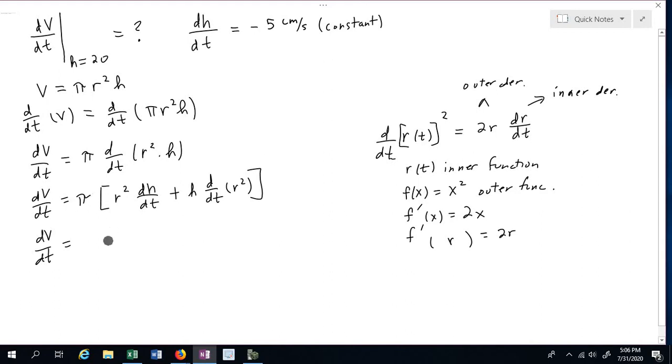Okay, so I'm going to go ahead and distribute this pi to both terms. So you get pi h, and now times the derivative of r squared, and that's just 2r times dr/dt.